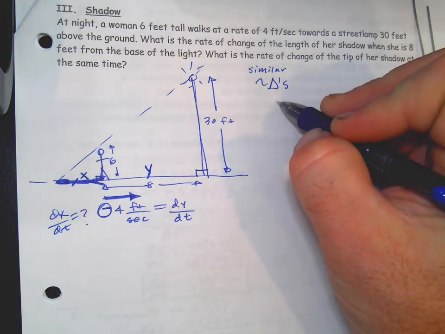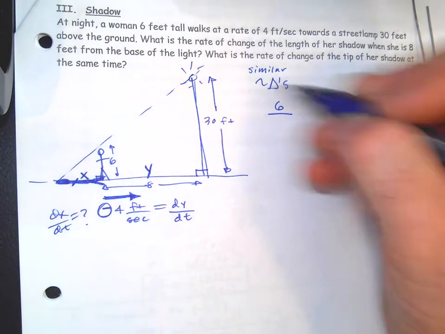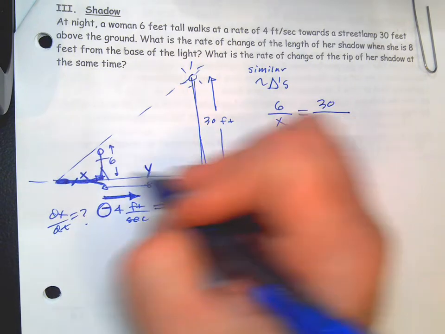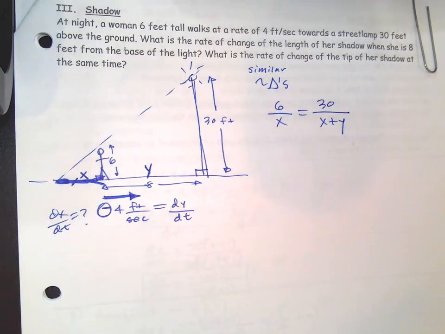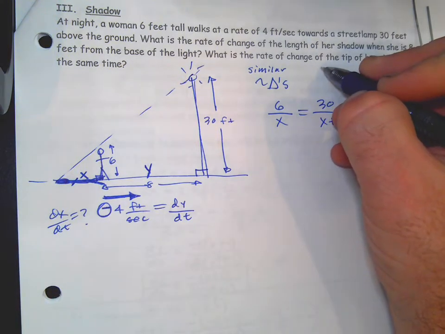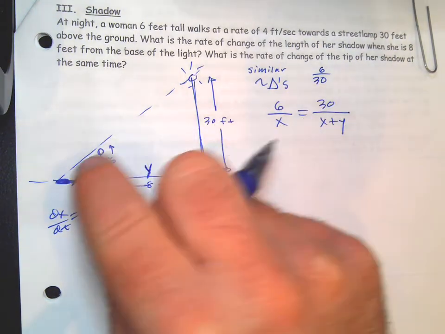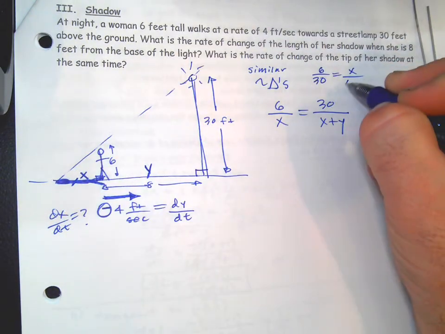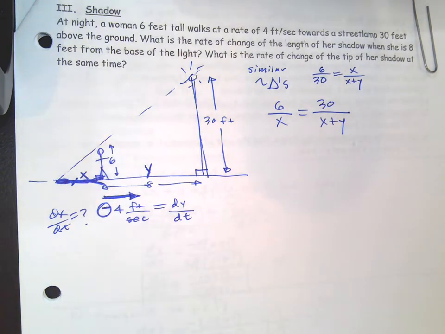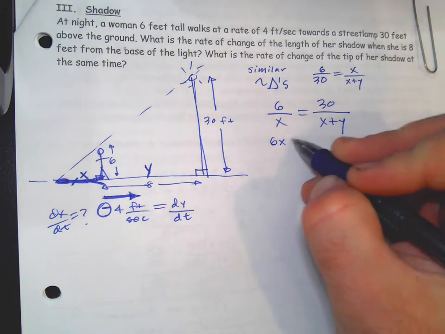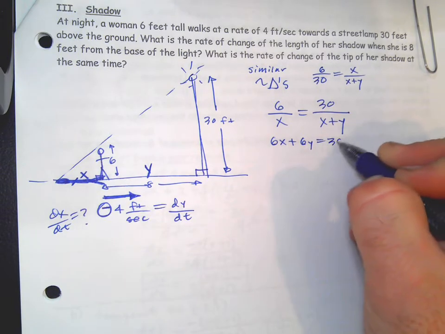So there's lots of different ways you do it. You could say this over this, 6 over x would have to equal this over the corresponding side over here, which wouldn't just be y, it'd be x plus y, right? I mean, there's a lot of ways you could set this up. You could say 6 over 30. You could do one side over the corresponding side. It would be x over x plus y. But in the end, these are all giving you the same relationship. I personally would cross multiply. 6x plus 6y equals 30x.